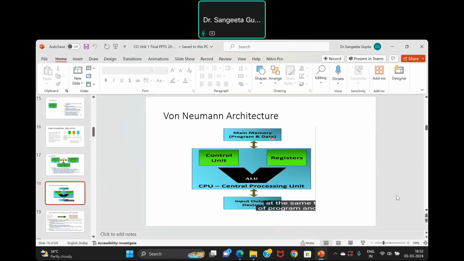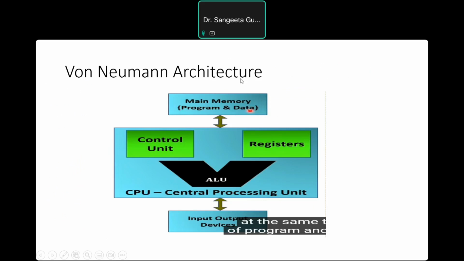Von Neumann architecture is as shown in the figure here, where we have a main memory. This memory is used to store both the data as well as programs. Then we have a central processing unit which does the entire processing, and it is responsible for executing the instructions, and hence it is composed of a control unit, a set of registers, and also an arithmetic and logical unit.